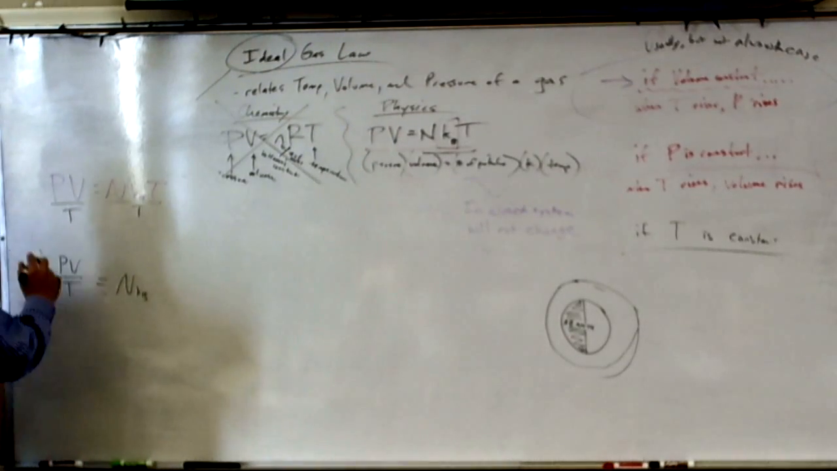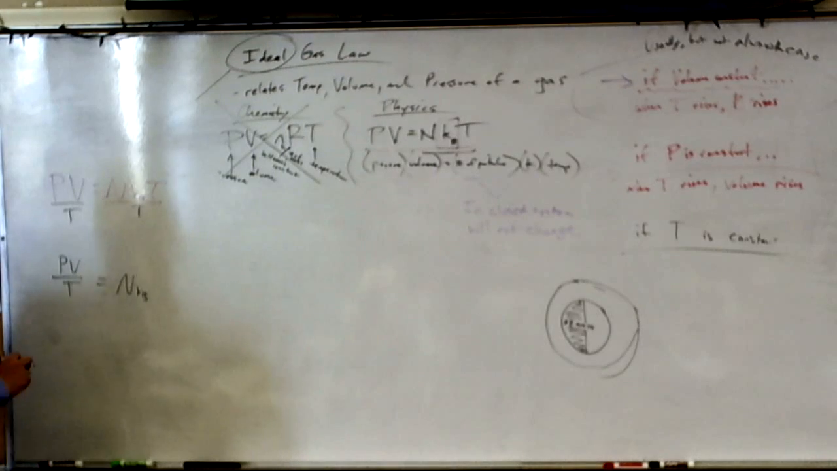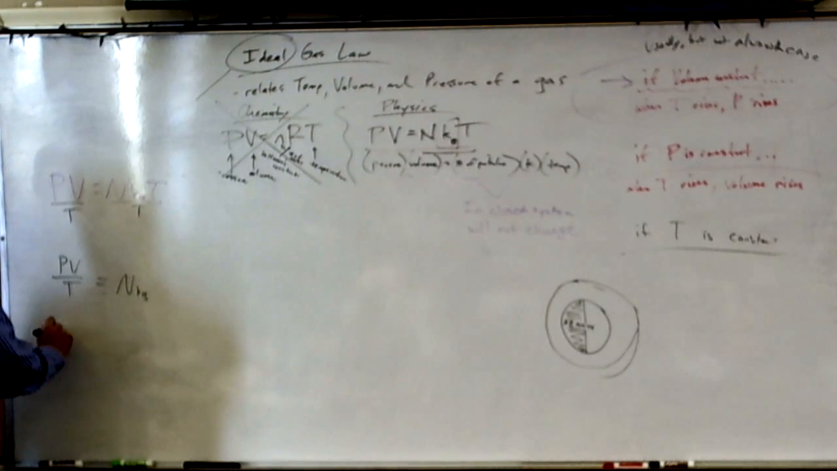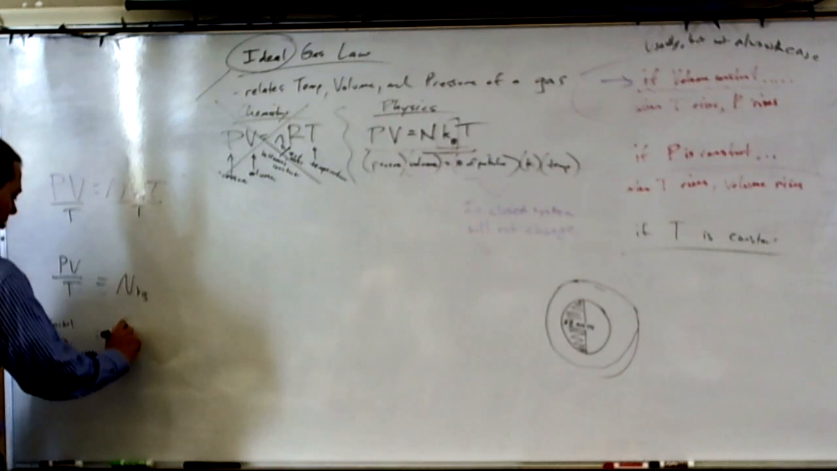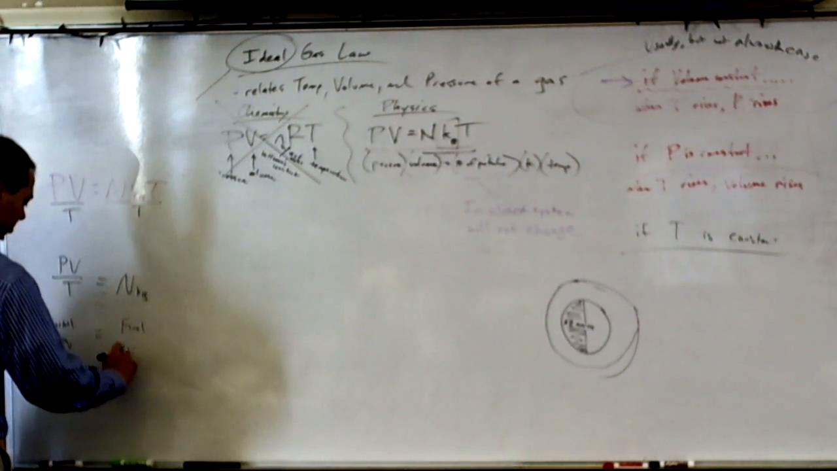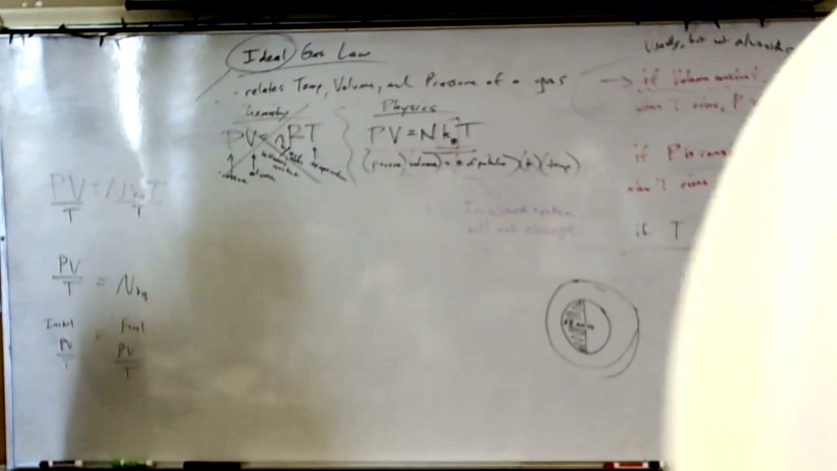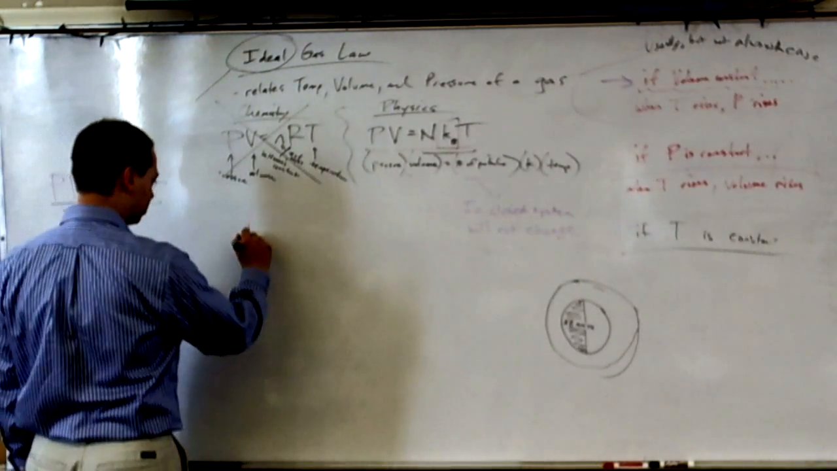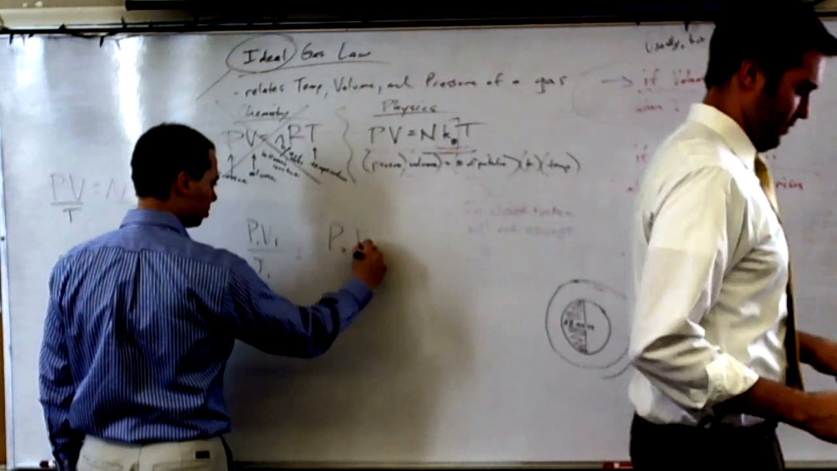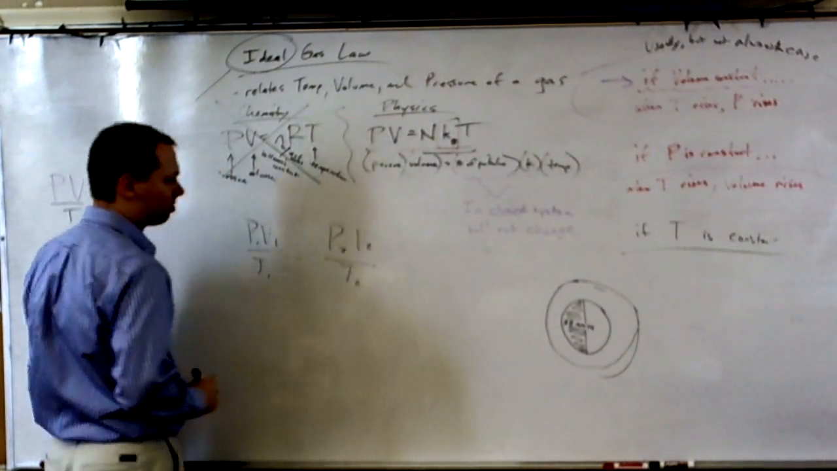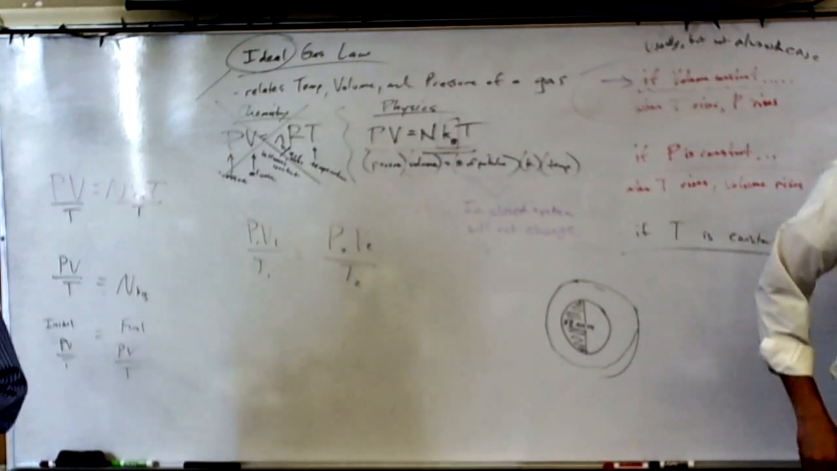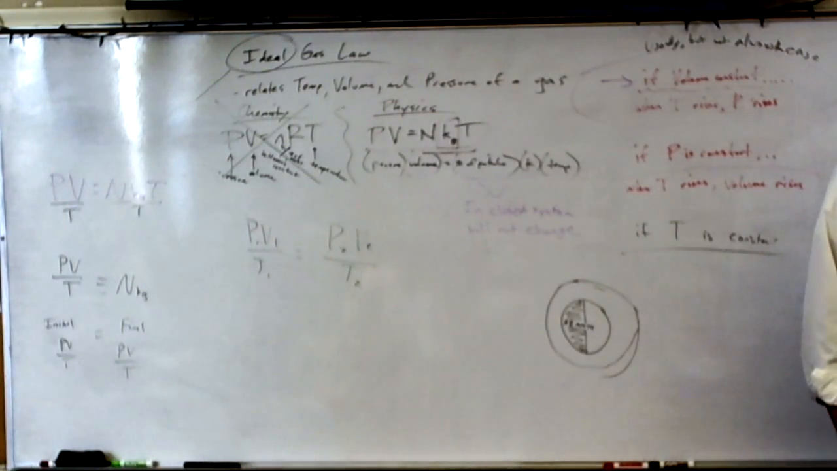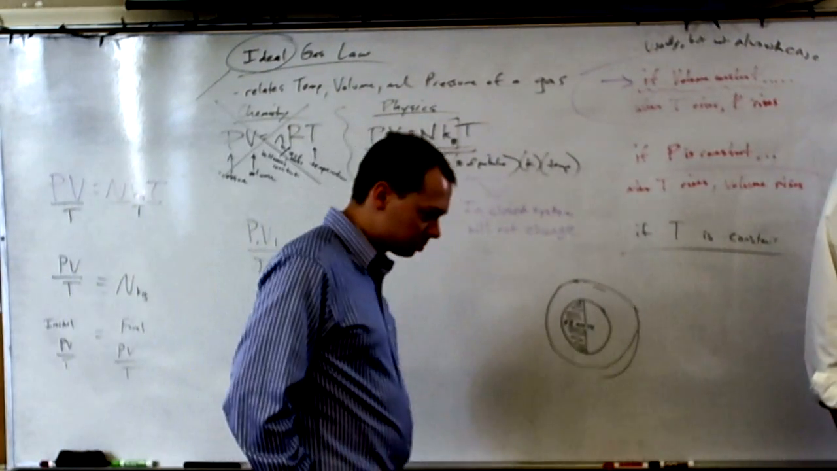That means it's an initial and final situation. The initial P, V, and T are going to equal the final P, V, and T. We don't even care about our number of particles or our constant in this case.